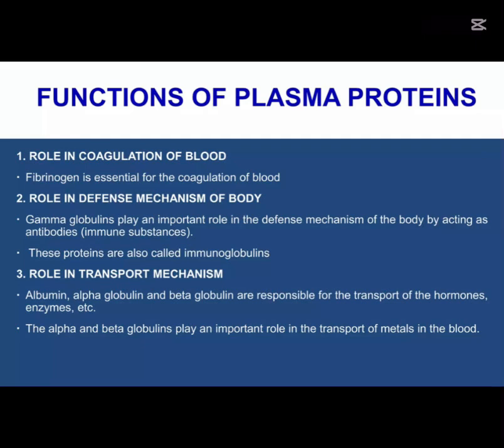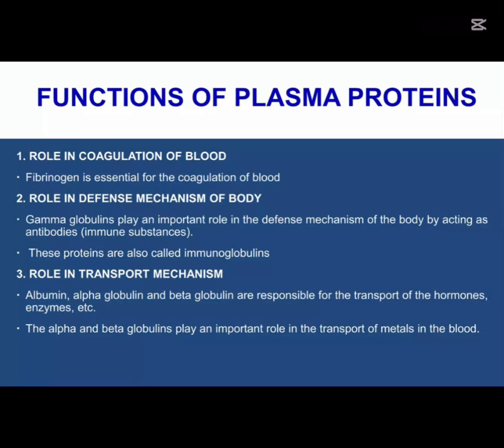The next one is transport. Naturally, albumin, and also alpha and beta globulin, transport hormones and enzymes. But alpha and beta globulin are important in transporting metals too. What are the metals? We have sodium and so on. The electrolytes are also metals, but they are soluble metals.